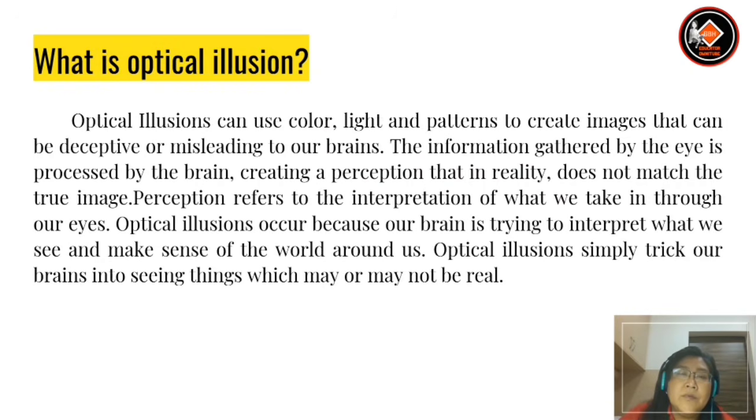What is optical illusion? Optical illusions can use color, light, and patterns to create images that can be deceptive or misleading to our brains. The information gathered by the eye is processed by the brain, creating a perception that in reality does not match the true image. Perception refers to the interpretation of what we take in through our eyes. Optical illusions occur because our brain is trying to interpret what we see and make sense of the world around us. Optical illusions simply trick our brains into seeing things which may or may not be real.